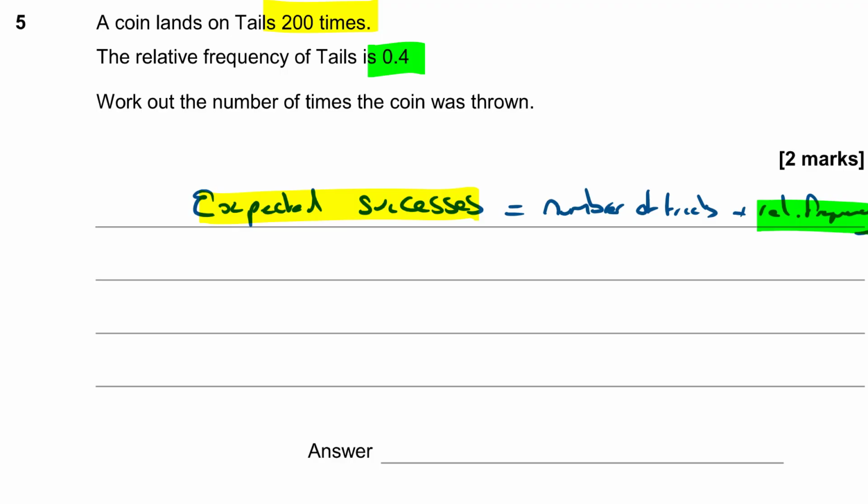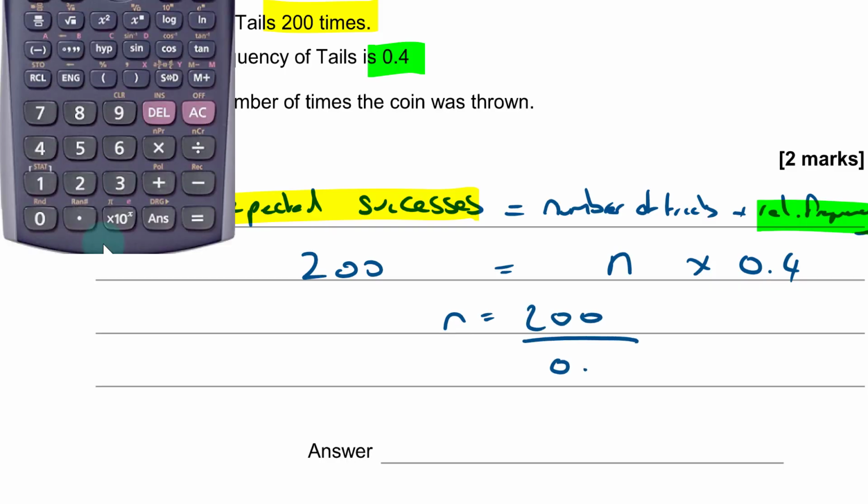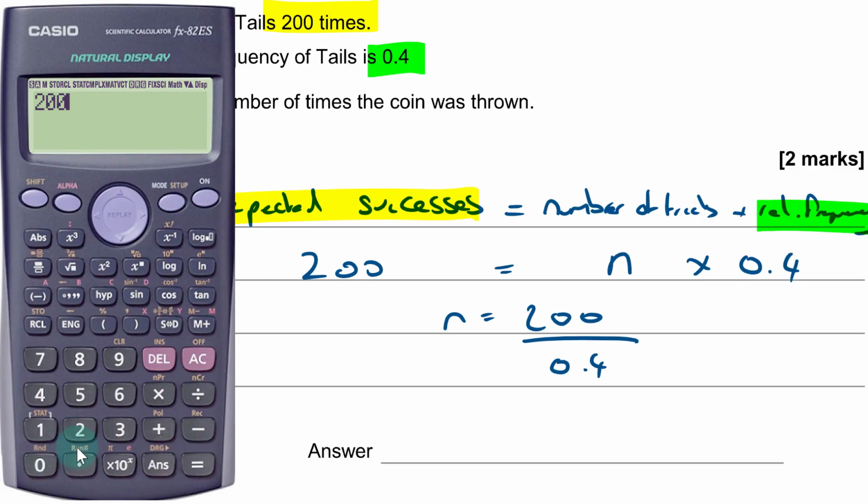So let's call the number of trials n. The relative frequency is 0.4, and the expected successes is 200. So rearranging for n is going to be 200 divided by 0.4. Okay, my calculator says that that's 500.